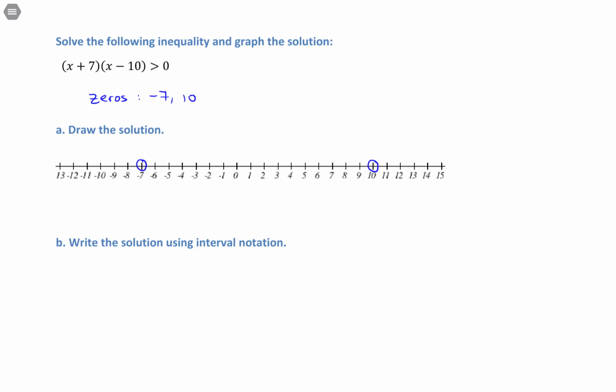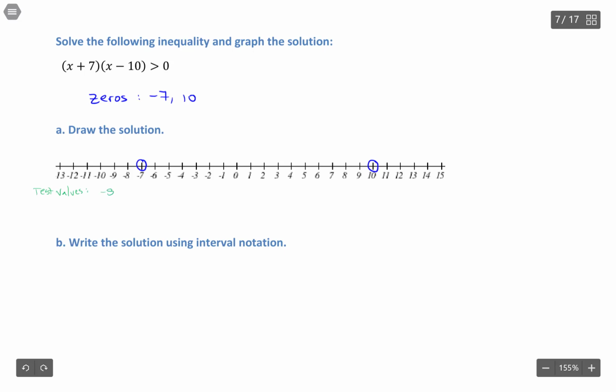What I have to determine now is whether the solution is going to be in between these values or outside of these values, or which intervals qualify to be greater than 0. So to do that, I pick test values. And the test values in each range here, I can pick any value in this range that's less than -7, and all of these values are either going to be positive or negative. So for instance, the smallest test value that I can choose here would be -8.